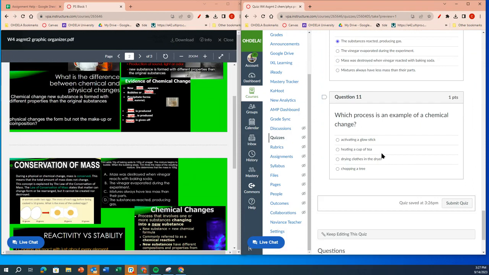Which process is an example of a chemical change? All right, so heating of a cup of tea, nope, that's just heating it up, changing temperature. Drying clothes, evaporation. Chopping a tree, making the shape a different size, or breaking a size. So that would be activating a glow stick.